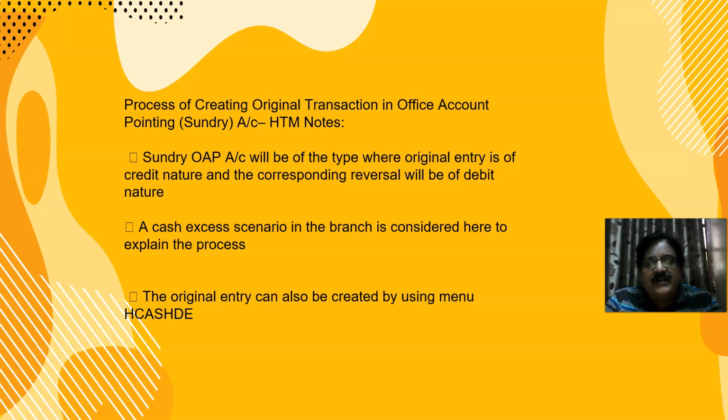The original entry can also be created by using HCashDEP. HCashDEP is missing here, but you can do it with HCashDEP also, though HTM is the more detailed one, right? You can use HCashDEP for depositing excess cash in the sundry account. Only the account type you choose is AOP. As soon as you submit, a window will appear wherein you will find the sundry account. On the left-hand side there will be a hyperlink. You click on that, and that number will be populated on the credit transaction leg of the posting of the excess cash in the sundry account.